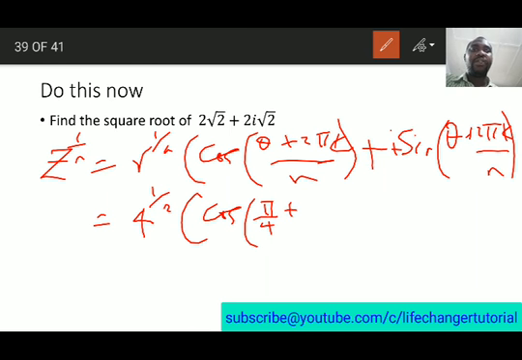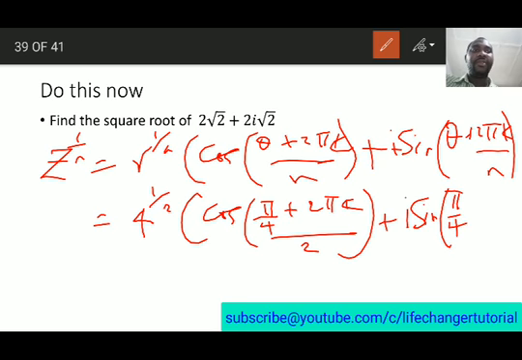Plus 2 pi k, everything all over n, your n here is 2. Plus i sine the same thing, pi over 4 plus 2 pi k, everything all over n. So like we said, we are looking for square root. So that means we start with k equal to 0. It's the value of k that gives us the different answers to our question. So let's start with k equal to 0.